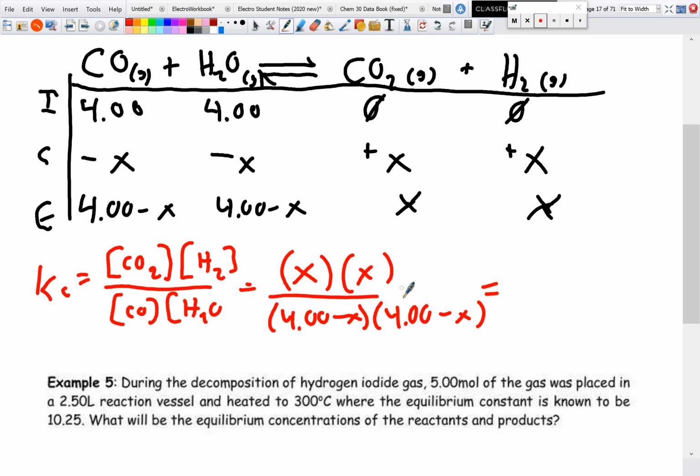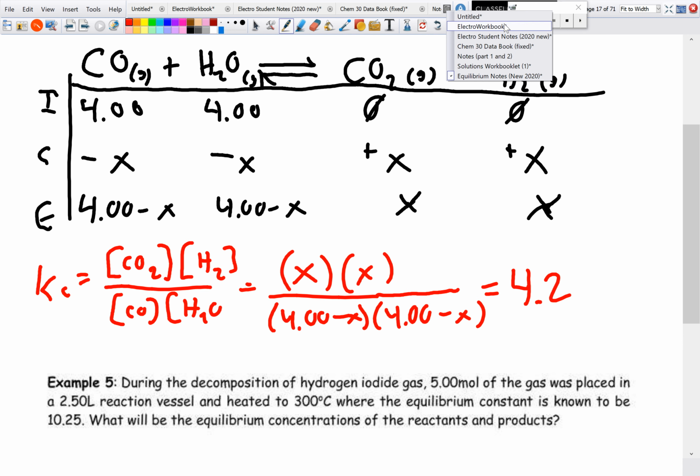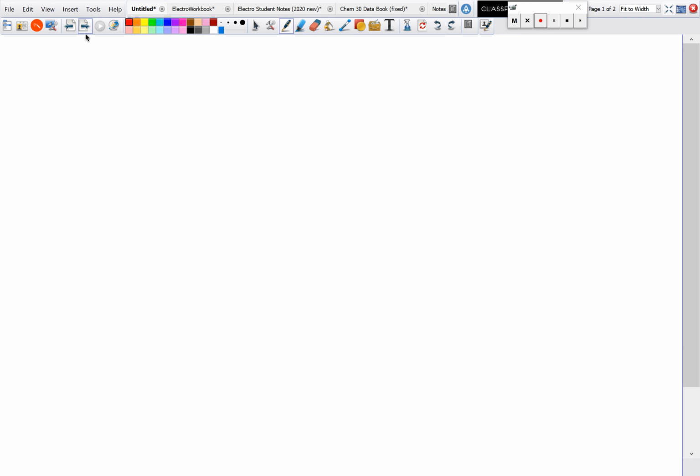And this is equal to our equilibrium constant of 4.2. Now, I don't have enough space here, so I'm just going to go to a different page, but we are going to need to do some algebra. The algebra we're going to have to do is 4.20 is equal to, we can simplify the top into x squared, and we can also simplify the bottom into (4.00 minus x) all squared, because we had the exact same thing.